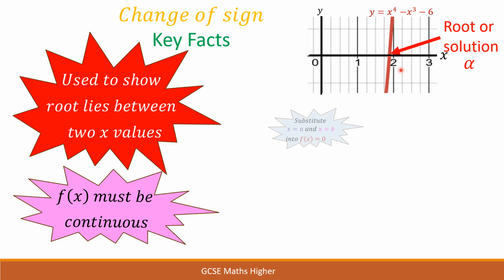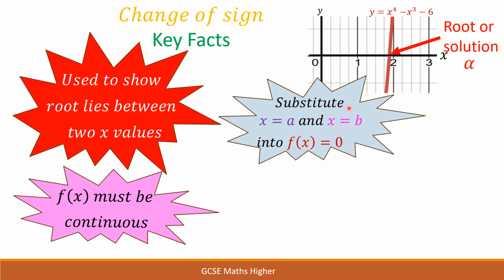1 and 2. Now you're going to substitute in your values for a and b into the function f of x equals 0. So you have to rearrange your equation to get it equal to 0 if it isn't already equal to 0. A lot of the time the equation will already be given to you as equal to 0, but sometimes it's not, so just check the question carefully.